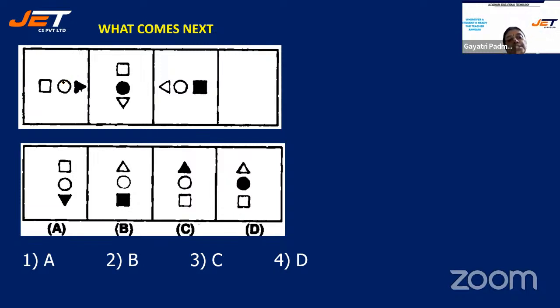So in the first figure, the circle is not highlighted. In the second, the circle is highlighted. The third circle is not highlighted. So here our circle should be highlighted. Okay, this is how you choose your answer.